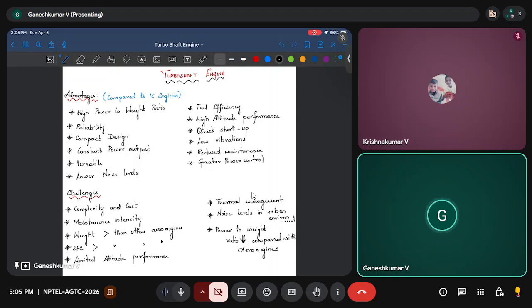Till now, we were studying how to get higher thrust, but the turbo shaft is about how much higher power, how much power you can extract from the turbo shaft engine. So it is all about that, and the cycle is the same.